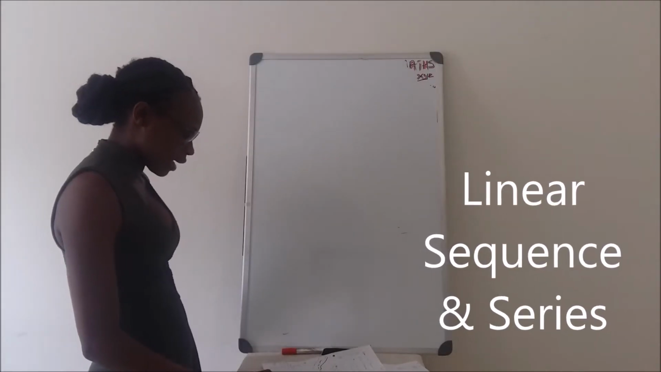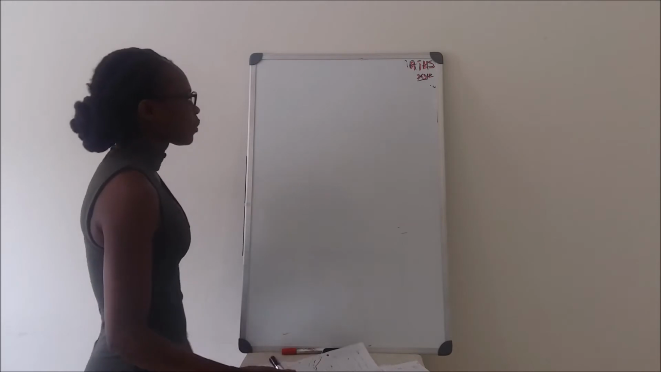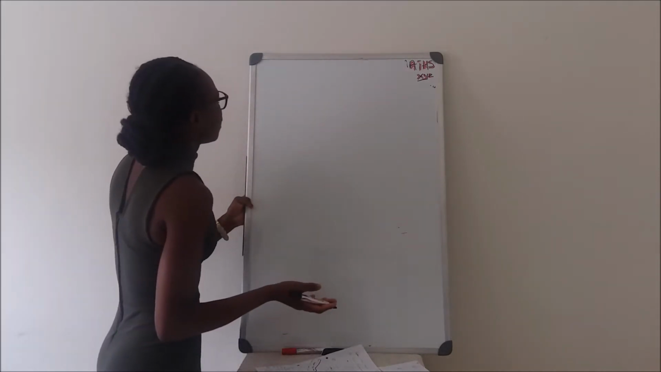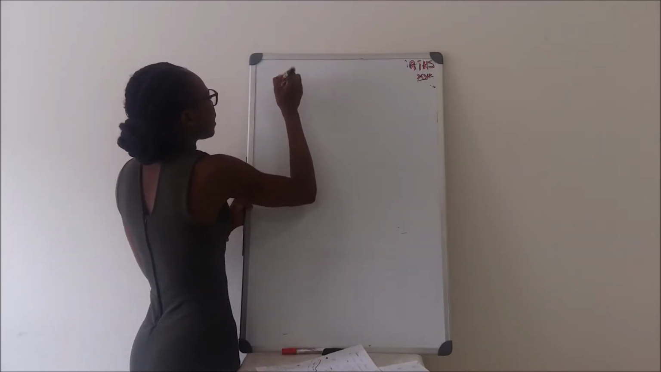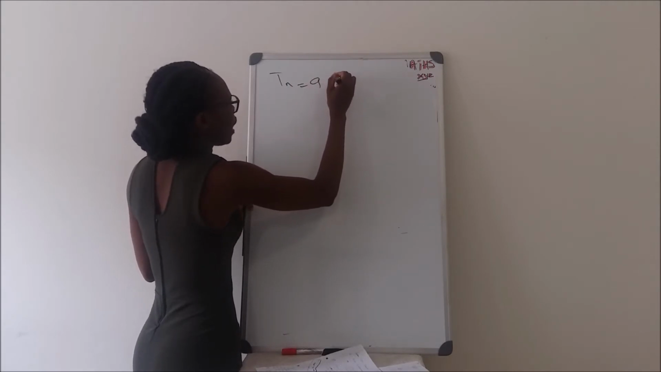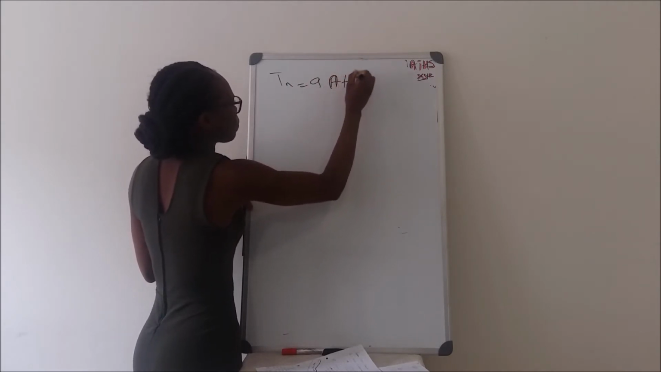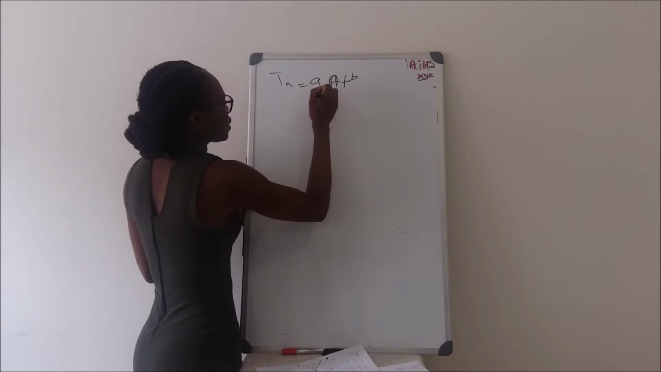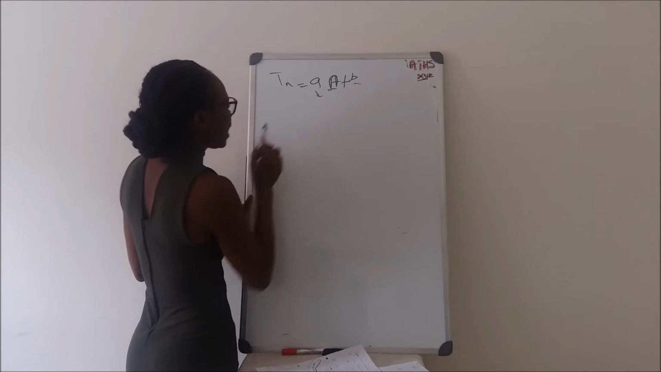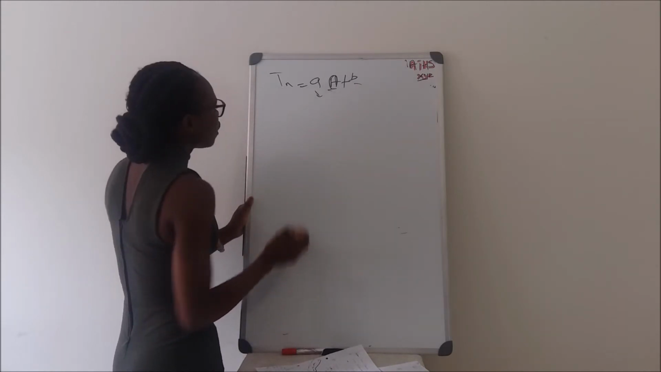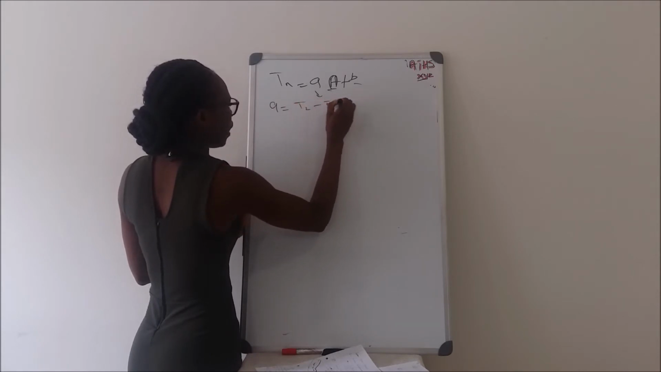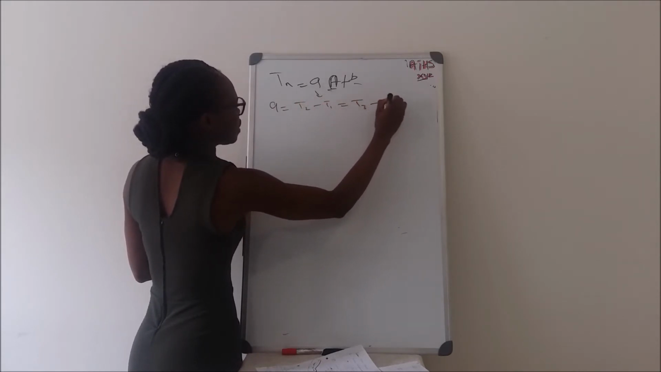Guys, I'm back again and we are still doing linear sequence and series. Quick recap, I'll do this in every section that we do on linear equations, to remind you that we have a standard equation which is Tn = an + b, of which a is our first difference, n is the number of terms, b is the constant, and Tn is the nth term. And to find a, a = T2 - T1, which is equal to T3 - T2.